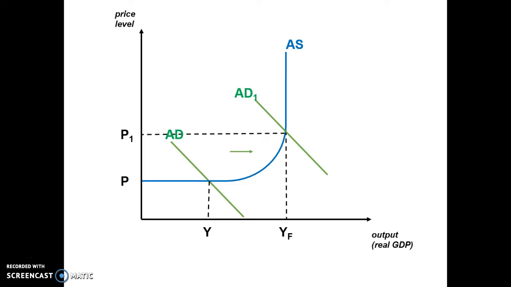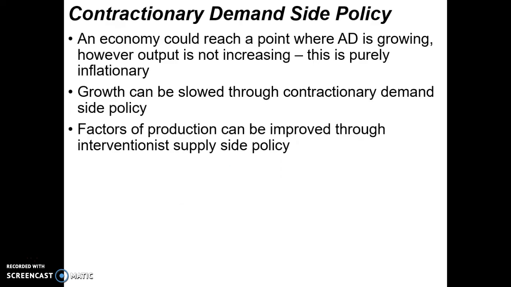So let's look at one last thing. Let's look at instances where it might be appropriate for the government to pursue contractionary demand-side policy. So an economy could reach a point where AD is growing, however output is not increasing. It's purely inflationary. Growth can be slowed through contractionary demand-side policy. Alternatively, we can improve factors of production, as we just looked at, using interventionist supply-side policy.